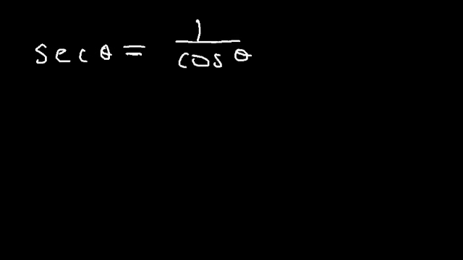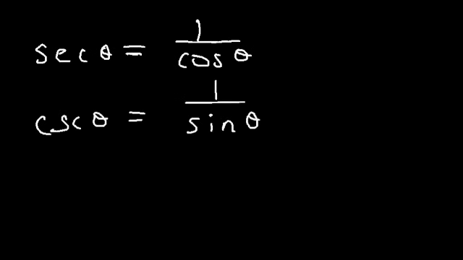Now there are three other trigonometric functions you need to be familiar with too. Secant is the reciprocal of cosine, so it's 1 divided by cosine. These are known as reciprocal identities. Cosecant is 1 divided by sine. And cotangent is 1 divided by tangent.